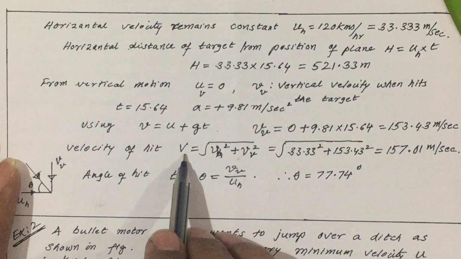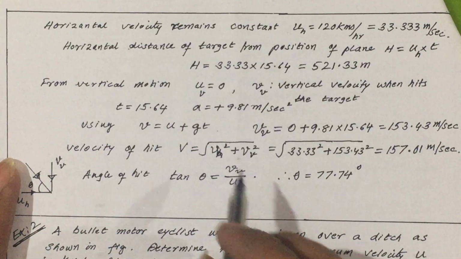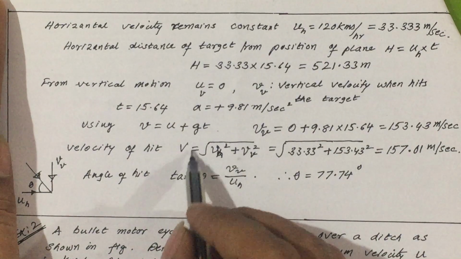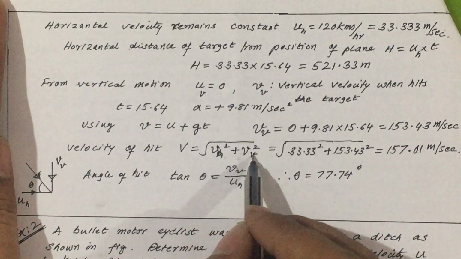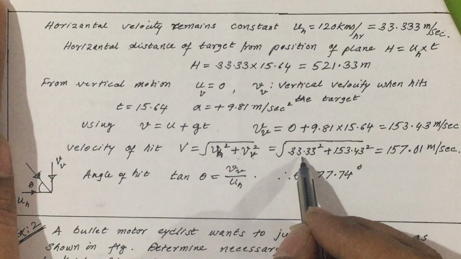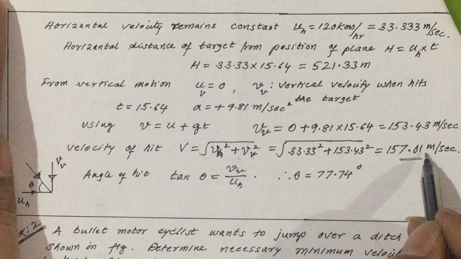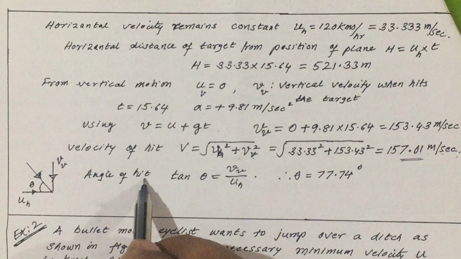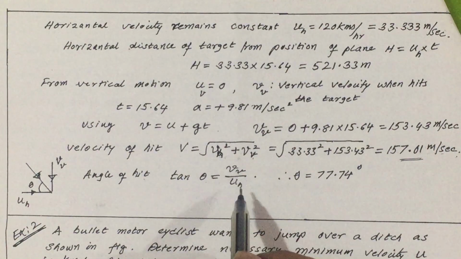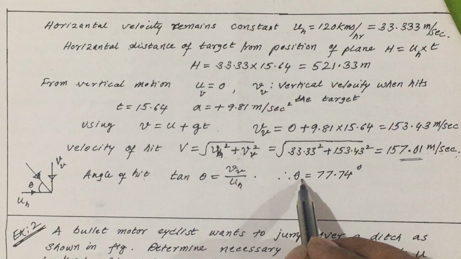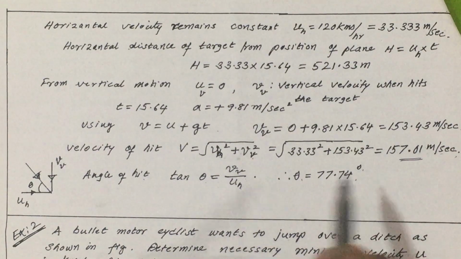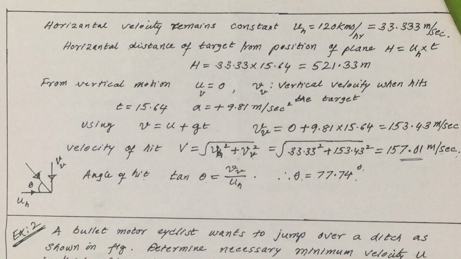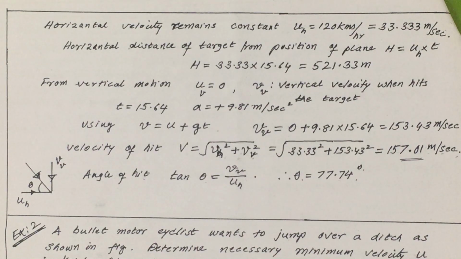Then velocity of the hit V is given by, we know that resultant is equal to square root of Fx square plus Fy square. Like that here also V is equal to square root of Vh square plus Vv square, horizontal component plus vertical component. So, you are going to get it as 157.01 meter per second. Therefore, angle of hit is given by tan theta is equal to vertical component divided by horizontal component. Theta you are going to get as 77.74 degree. Here theta is nothing but tan inverse of Vv divided by uh. Okay, this is regarding problem 1.